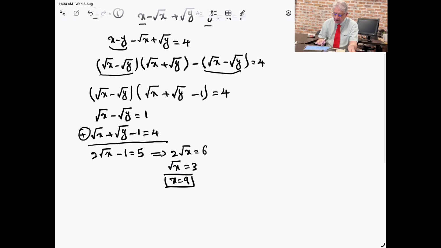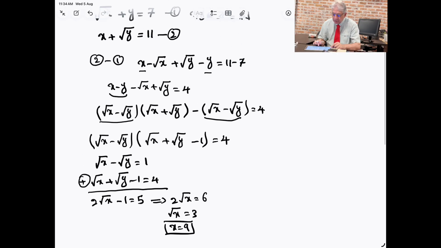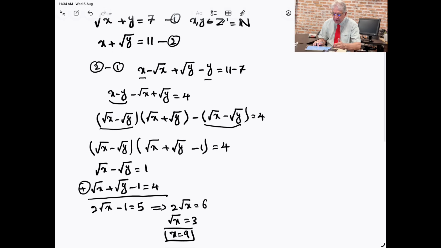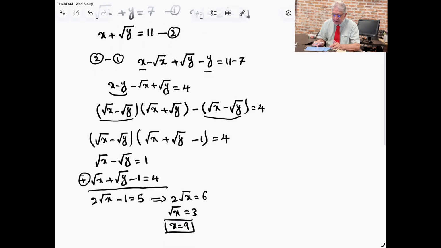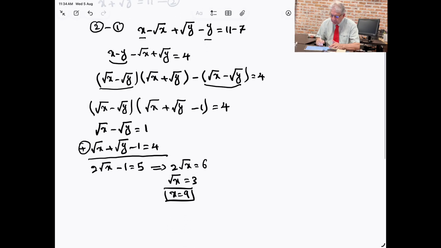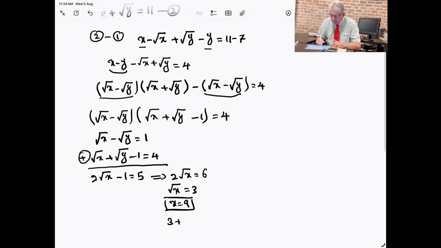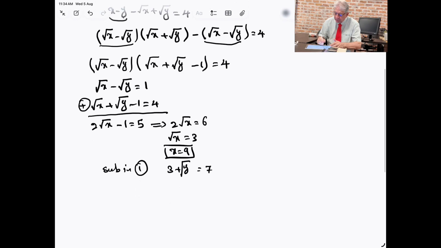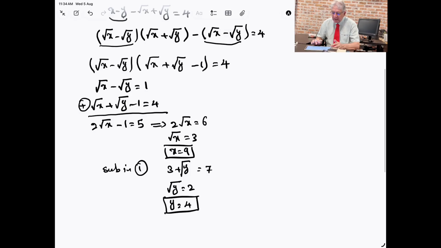Now you know that the square root of x is 3, therefore you can substitute in any equation, equation 1 or equation 2, it doesn't matter. If I substitute in equation 1, I'm going to get 3 plus the square root of y is 7. Therefore, the square root of y is equal to 2, so y will be equal to 4. These are the two solutions for this equation.